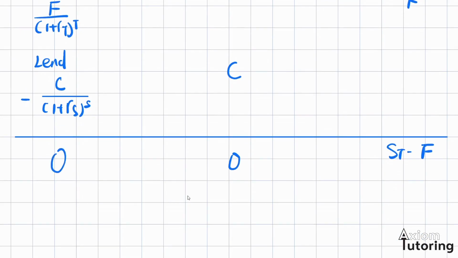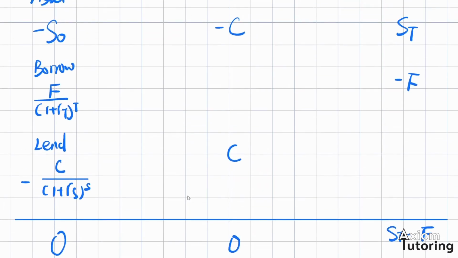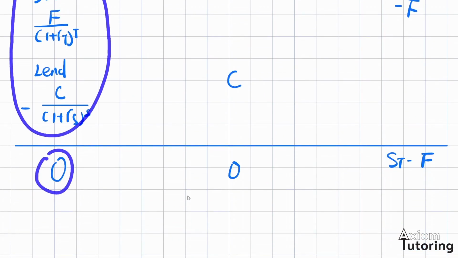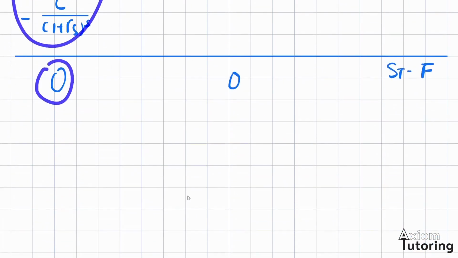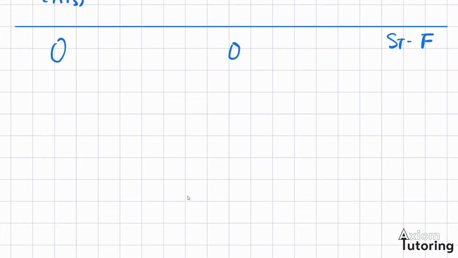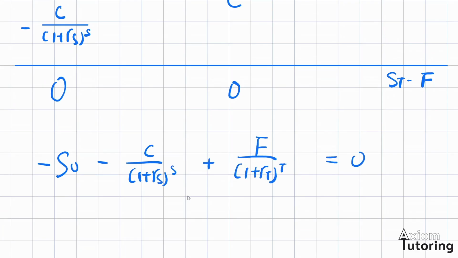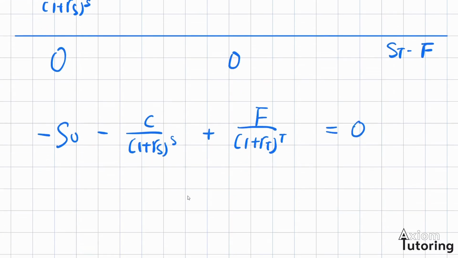Okay, so naturally, by the law of one price, we're going to receive the same cash flow as 0 for all our operations here. So we'll just write it down again. So minus S0, and then minus C divided by (1+RS) to the power of S, plus F divided by (1+RT) to the power of T, it's going to equal 0.